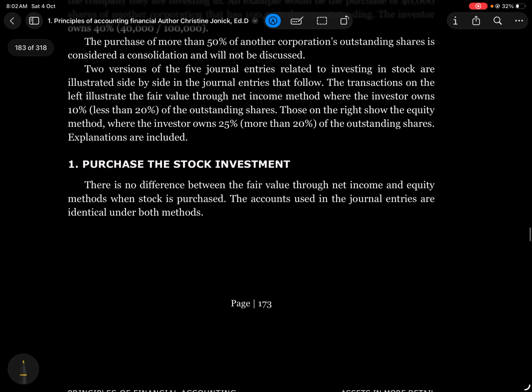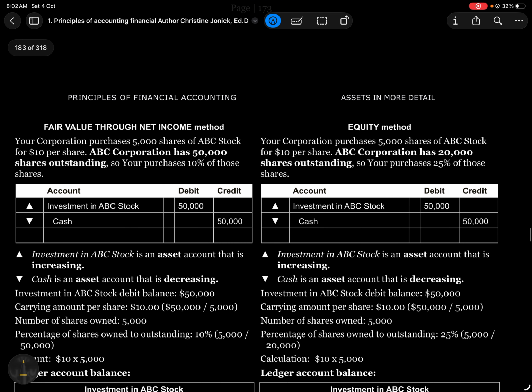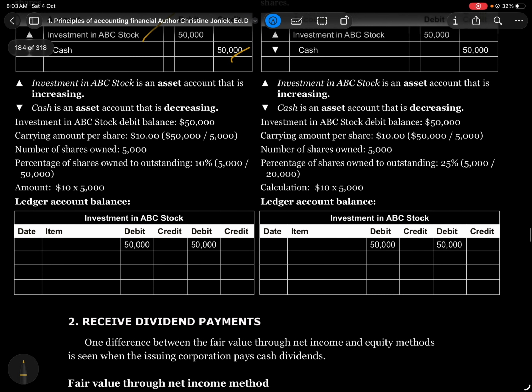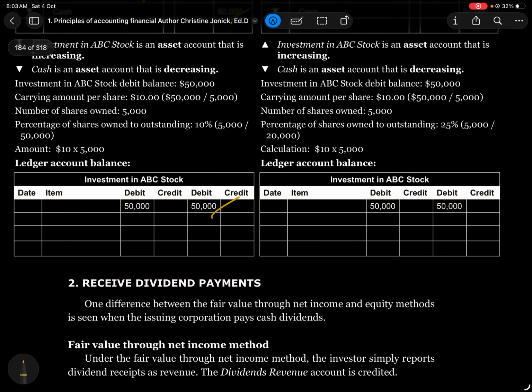Whenever we purchase a stock investment, what happens? We normally, as I said before, debit 50,000 and credit cash. The ledgers would be similar.